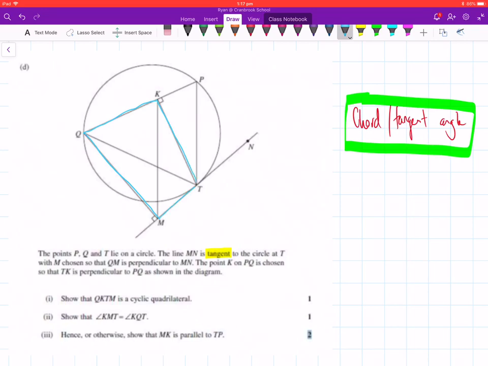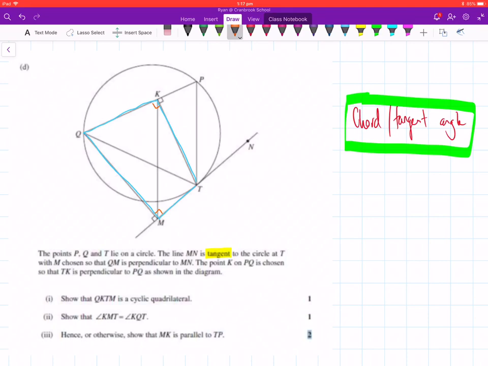Now we know there's only two ways really to prove cyclic quadrilaterals. The first one is proving that opposite angles are supplementary, and the other one is that two points subtend the same angle at the other two, which is just the converse of equal chords subtend equal angles in the same segment. So in this particular case, we're going to use opposite angles are supplementary. That's 90 degrees, that's 90 degrees, almost basically given there. Therefore, QKTM is cyclic as opposite angles are supplementary.